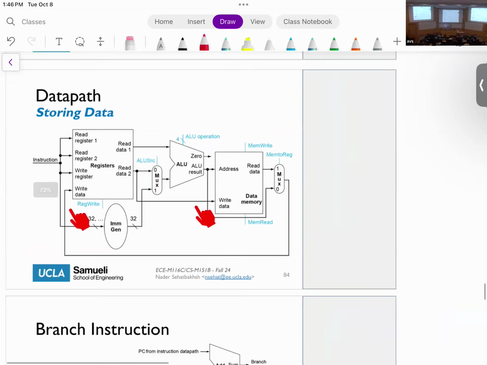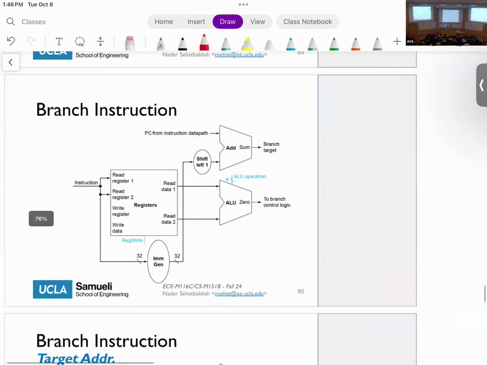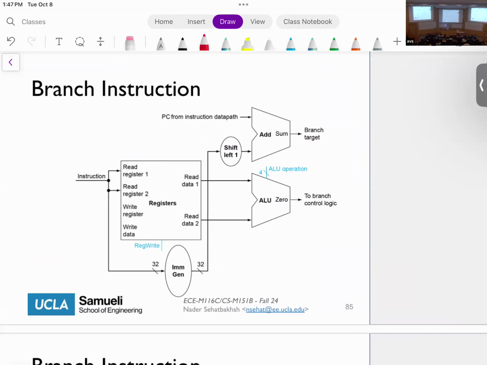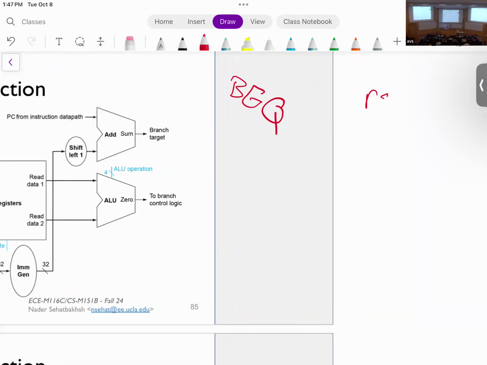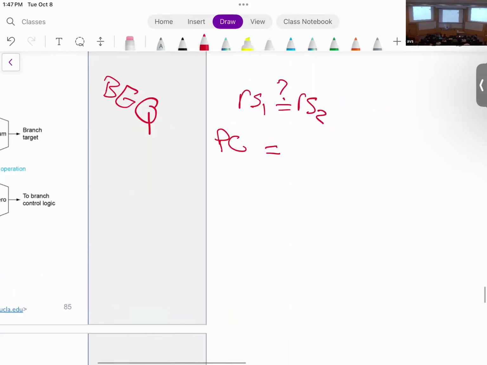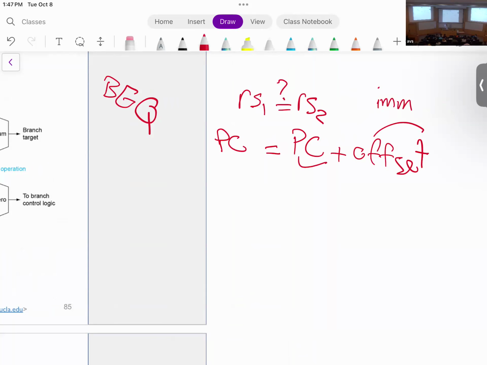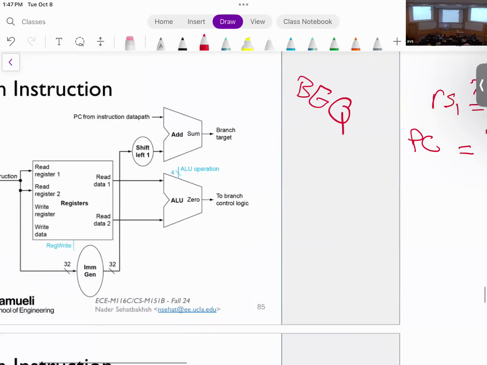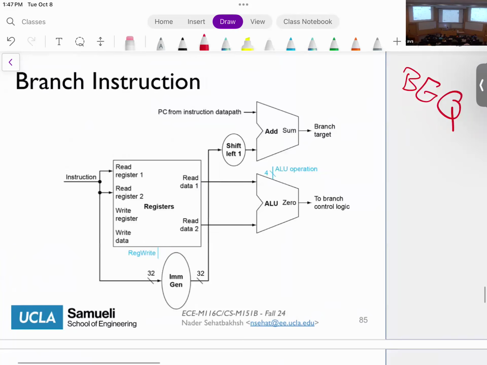All right. So last thing before I let you go is branch, okay? The last thing I want to add is branching. Remember, we also had branch equal. What branch equal does is that it checks whether RS1 is equal to RS2. If it is, then PC should be equal to PC plus offset, right? What is that offset? This is the immediate value. The current PC, we just add the immediate to the PC, okay? So here, this is what we're going to do.